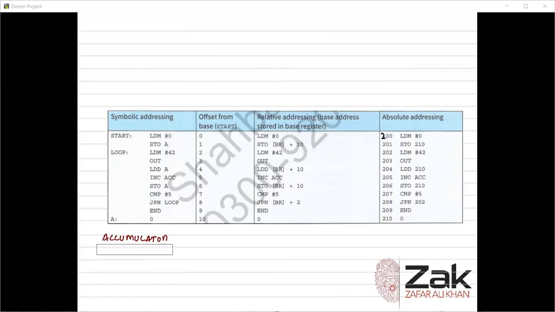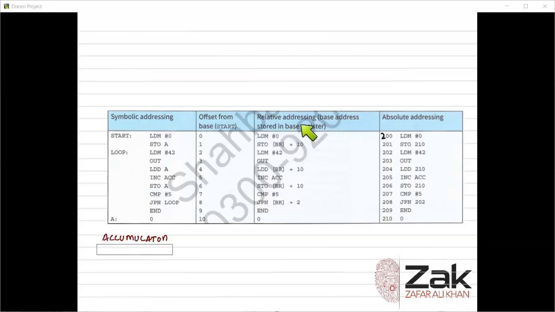So it might be absolute addressing. 99.9% of questions that appear in AS for tracing use absolute addressing. A few of the topics will require you to know symbolic addressing as well, but I have not seen any question in the past papers related to the base register or relative addressing.